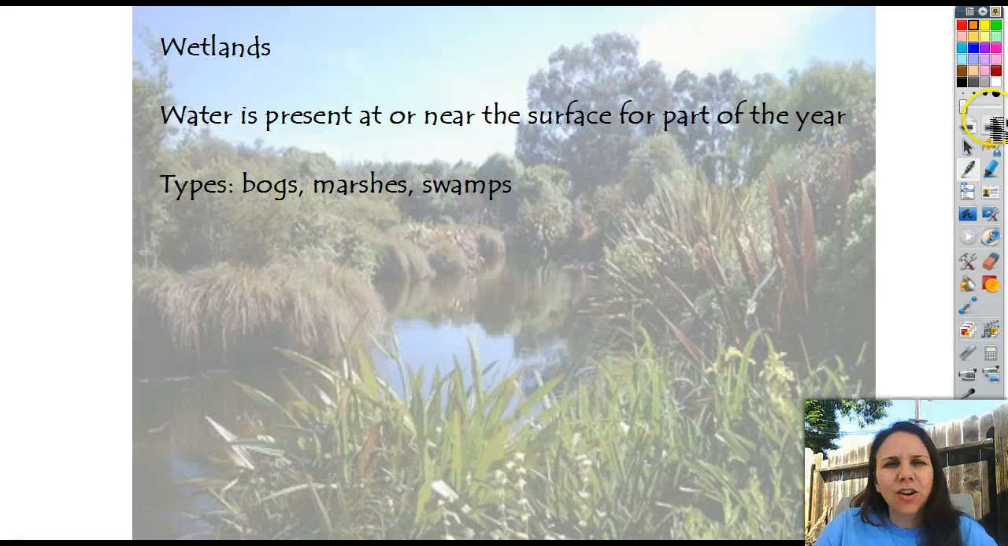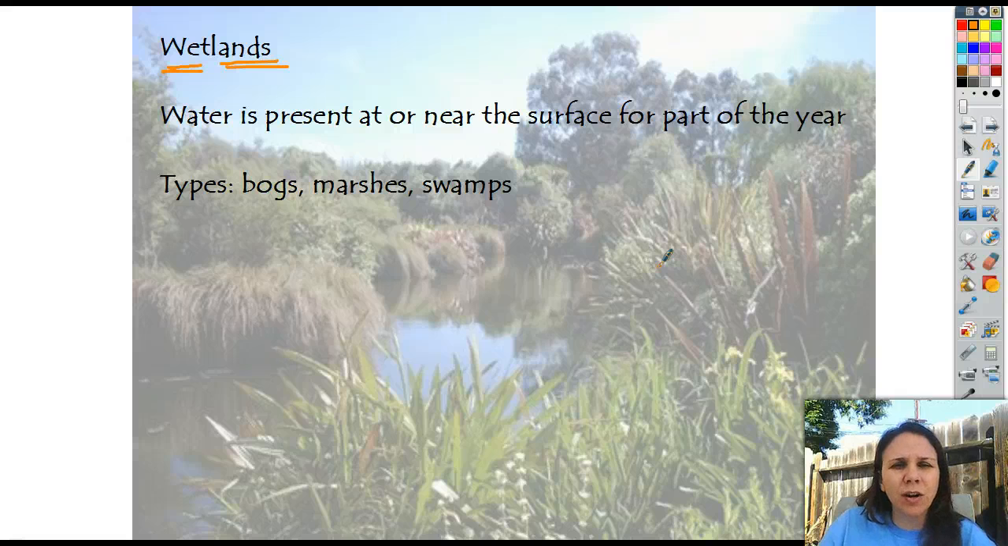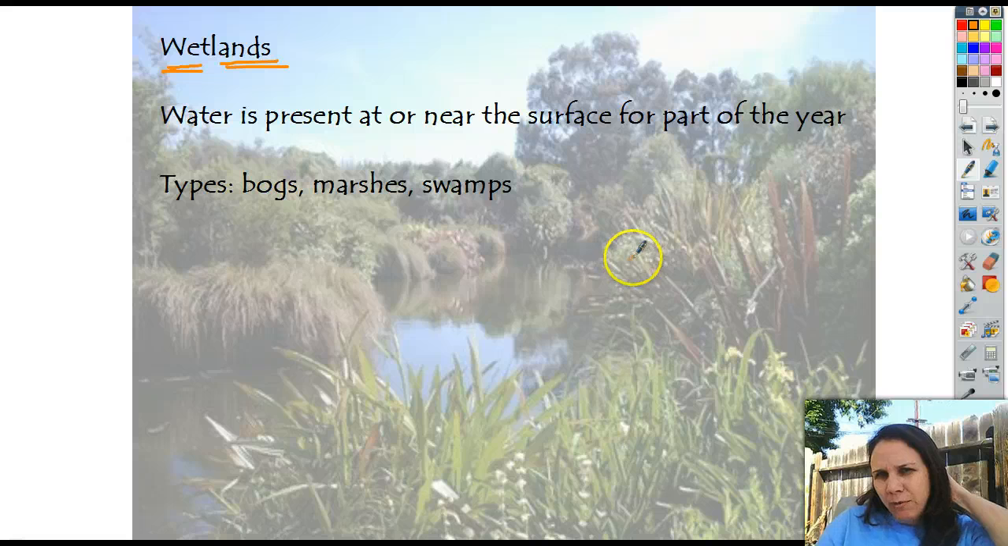Cool. Okay, wetlands is another type of standing freshwater ecosystem. Wetlands tells you pretty much exactly what it is. It's land that's wet. And what that means is that the surface of the land is either covered with maybe an inch of water, maybe 6 inches of water, usually not a whole bunch, maybe under a foot, for part or the whole entire year.